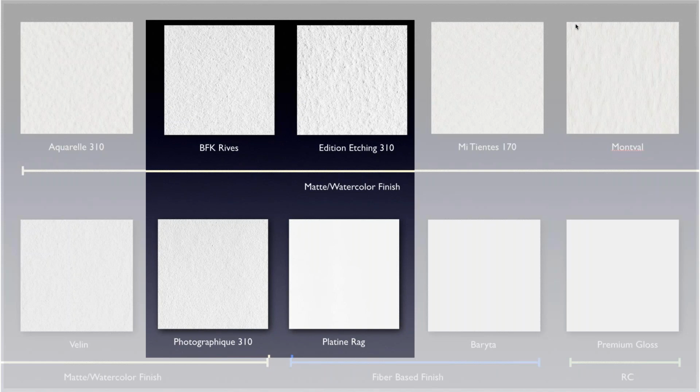And so I have narrowed down my selection of papers to 3 or 4 papers that I generally are going to go to, but each of them brings a different quality to the print that I'm trying to make, and that allows me to tailor it to the image that I'm trying to print.